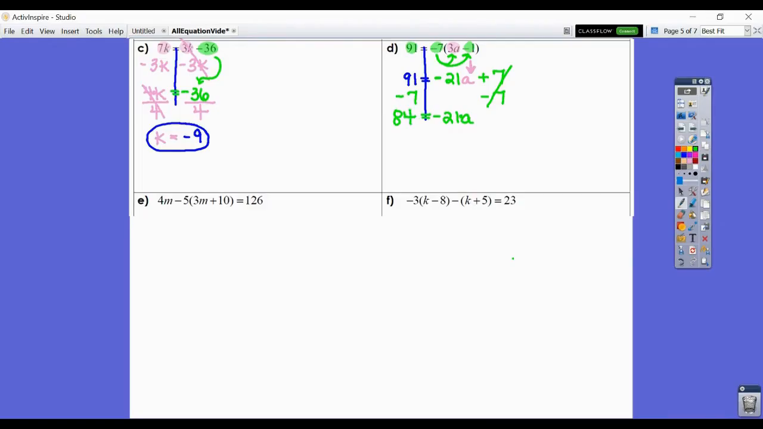It's negative 21 times a, so I do the opposite of multiplication, which is division. When I divide by negative 21, I have to do it on each side. Negative 21 divided by negative 21 comes out to be 1a left. And then 84 divided by negative 21 comes out to be a negative 4.